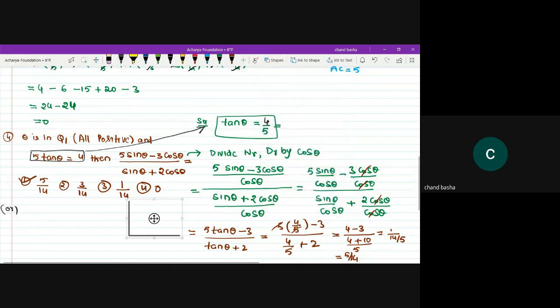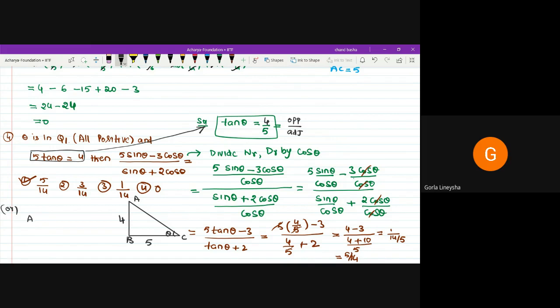Let's have the right angle triangle. This is A, this is B, and this is C. What is meant by tan theta? Opposite side upon adjacent side, or perpendicular. I'm going to take this as theta. Opposite means 4, adjacent means 5. And what am I going to get? 5 square plus 4 square.